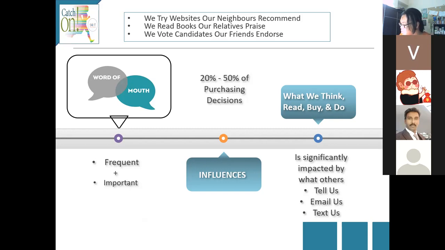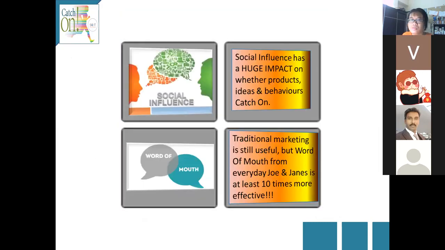Now, what does it mean? This is a very important number: 20 to 50% of purchasing decisions are actually influenced by word of mouth. What it means is whatever we buy, whatever we think, whatever we read, whatever we do is significantly impacted by what others have emailed us, WhatsApped us, told us, or even texted us. All those things that we do are basically a result of what others share with us because of word of mouth. So the gist of the story at this point is that a word of mouth conversation by a new customer can easily lead to a 200% increase in your sales, right?